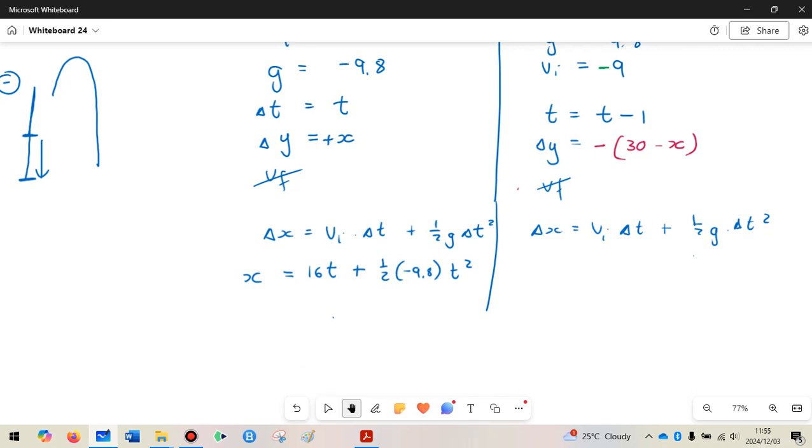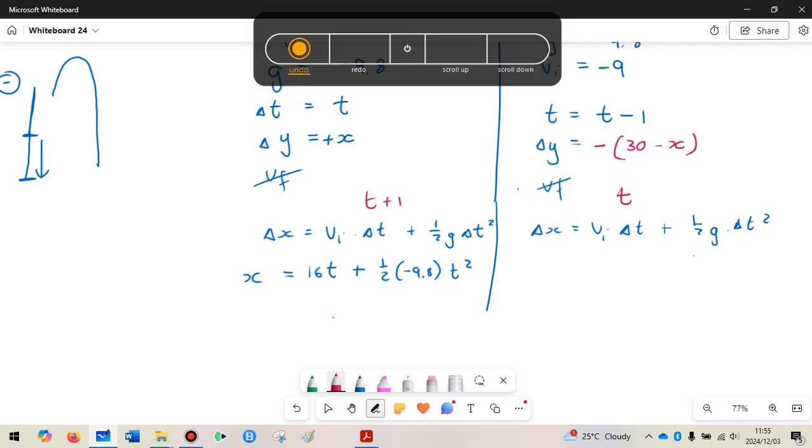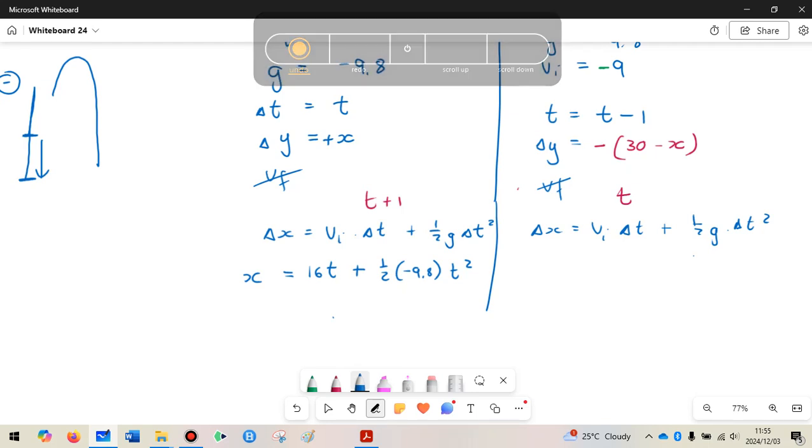Okay, then B, you are obviously welcome to say that B spent a time T in the air, and then A would have spent a time T plus 1. In other words, 1 second more than B. So whether you say A spent 1 second more in the air than B, or you say B spent 1 second less than A, it boils down to the same thing. Okay, so it's your choice.